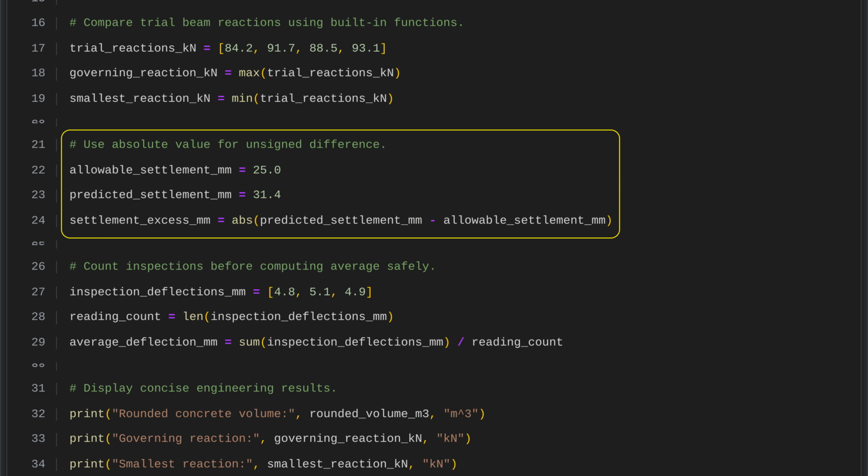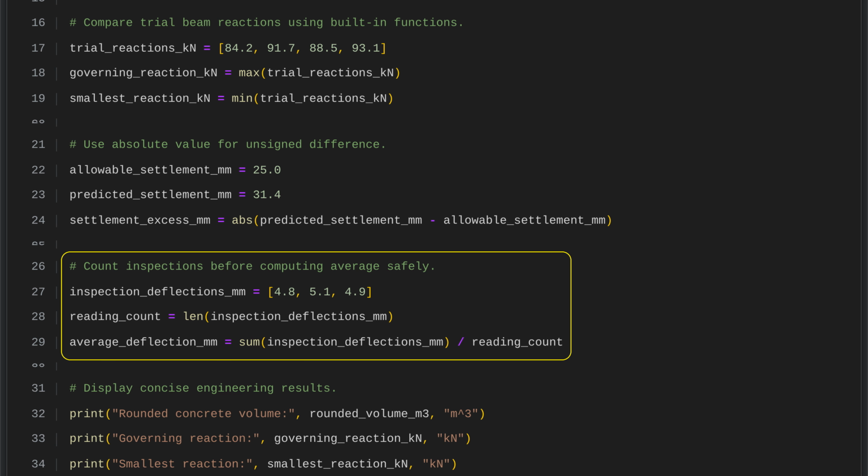The allowable settlement is 25 millimeters, while the predicted settlement is 31.4 millimeters. The excess settlement is found by taking the absolute difference between these values, giving the amount by which the prediction exceeds the limit.